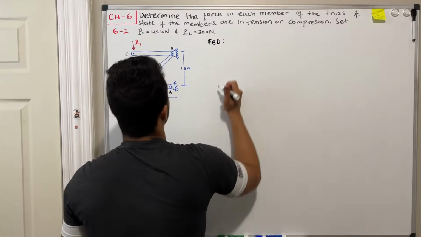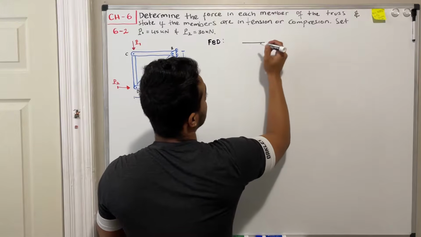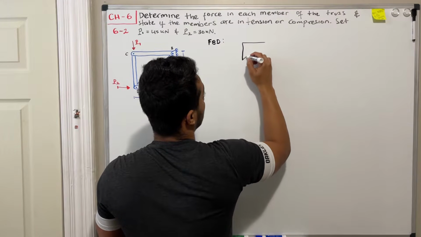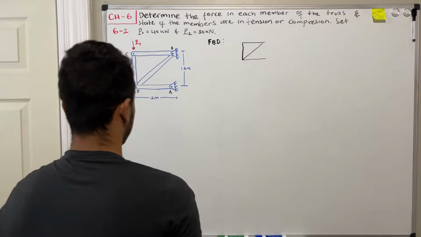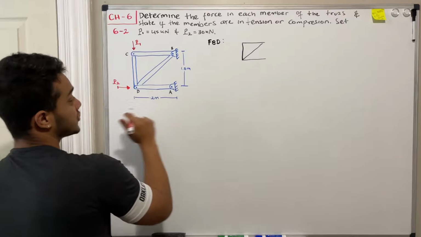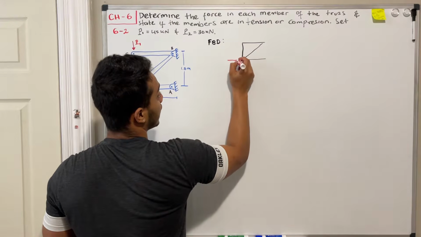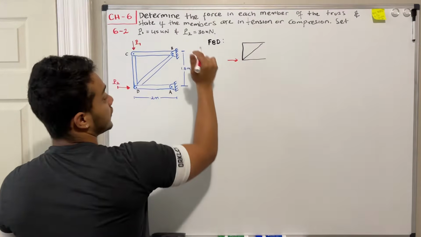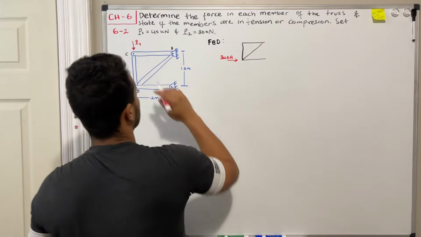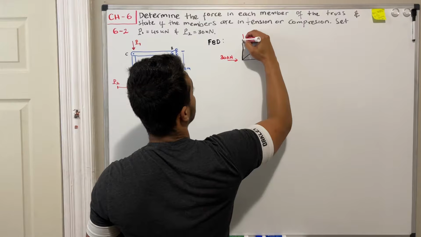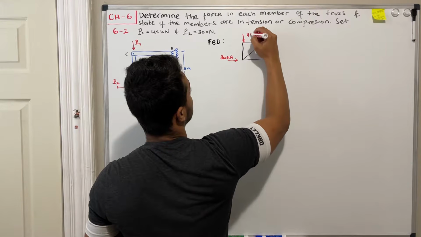Okay, so we got our truss member. And what forces do we have? Well, we got P2 that is going to the right. And P2, we're told that is 30 kilonewtons. Then we got P1, that is 45 kilonewtons.